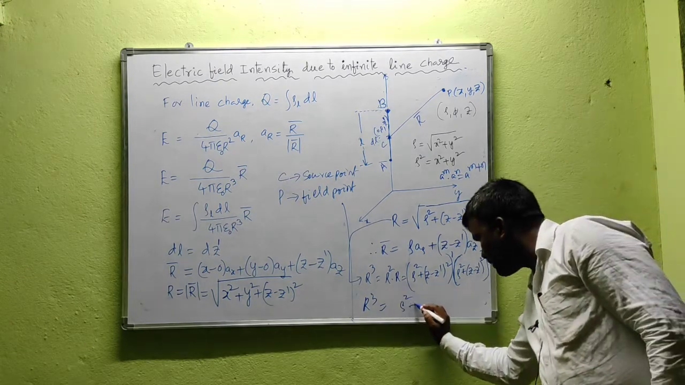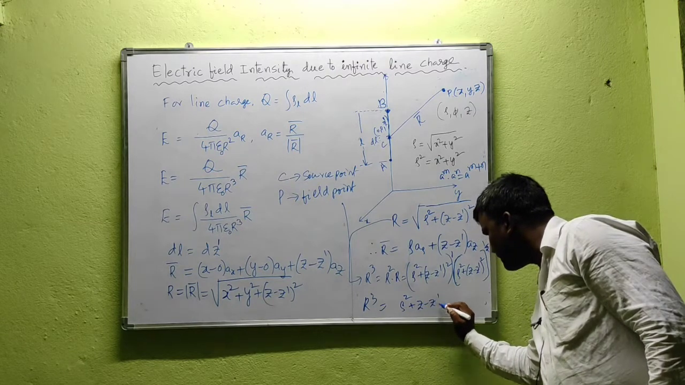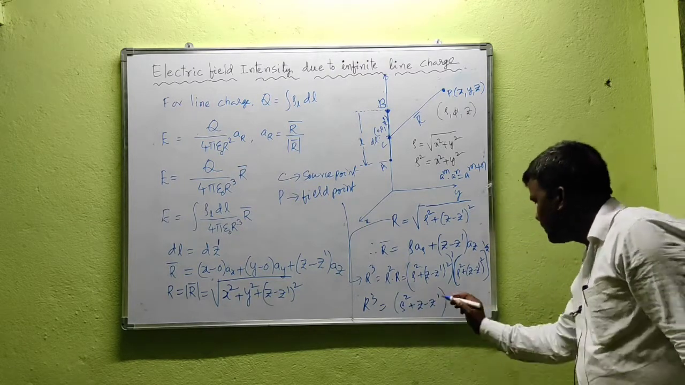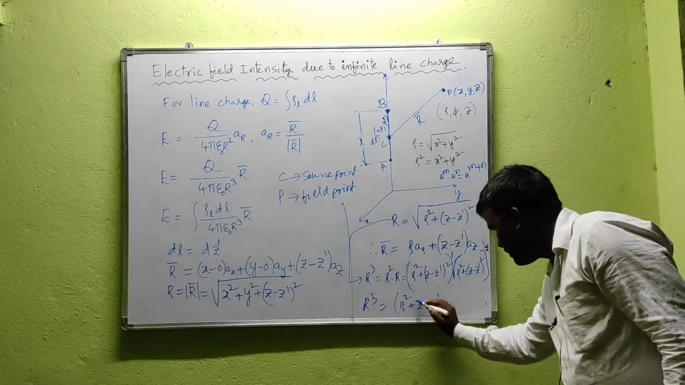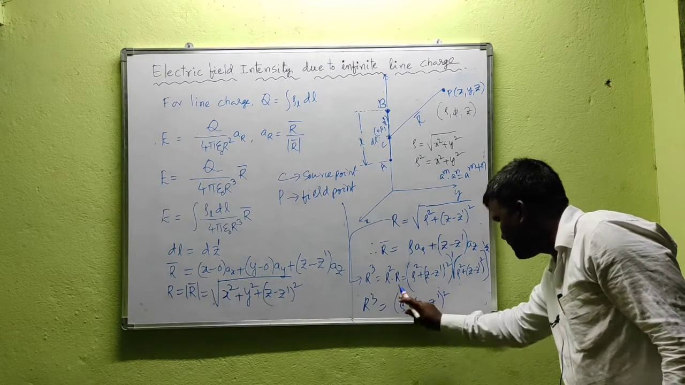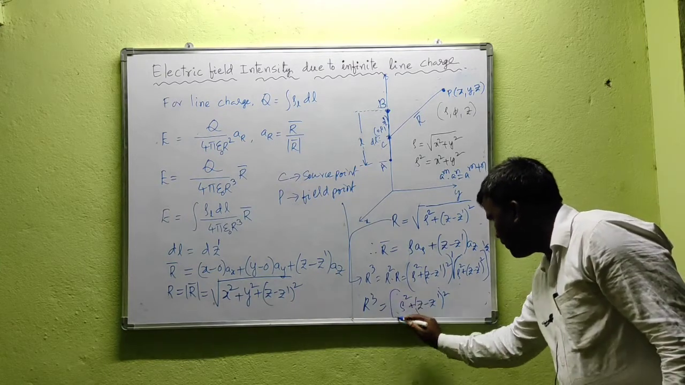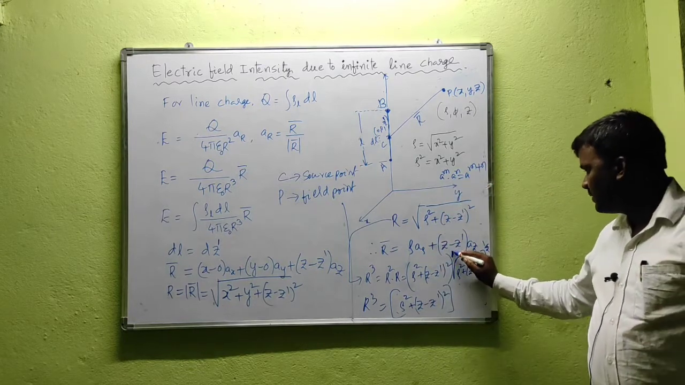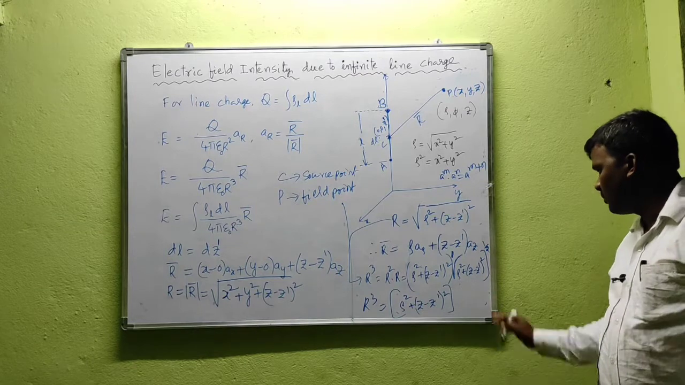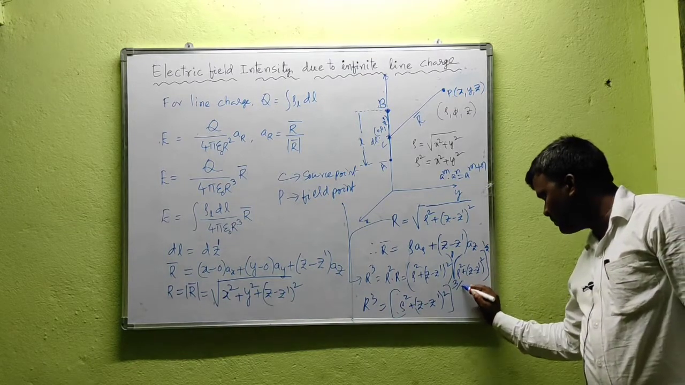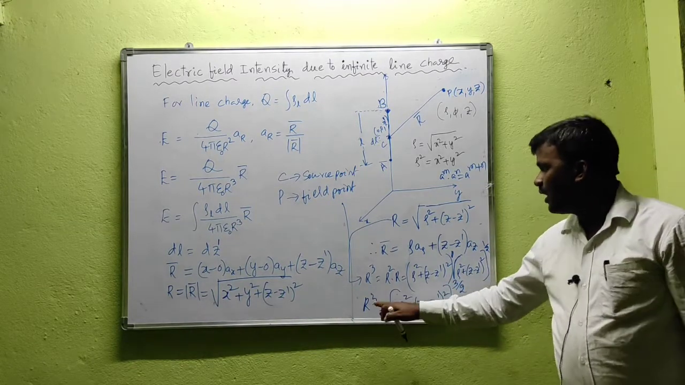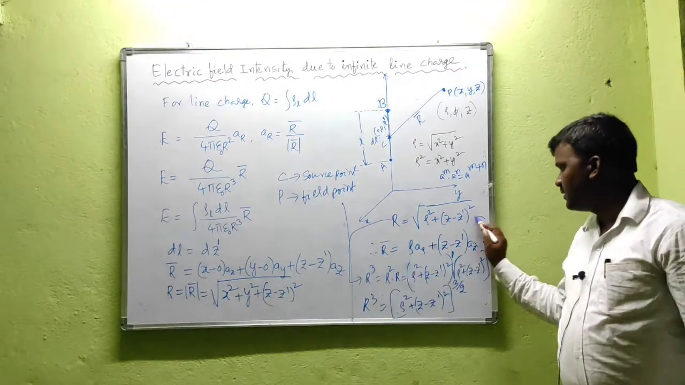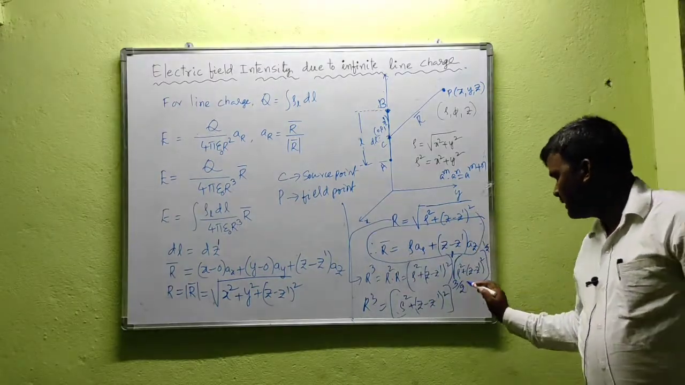Our a is rho square plus z minus z dash whole square. This is our a. What about m? m is 1, power 1, and n is 1 by 2. 1 plus 1 by 2 gives 3 by 2. So this is r cube, and we have r bar. This is our r bar and it is r cube.